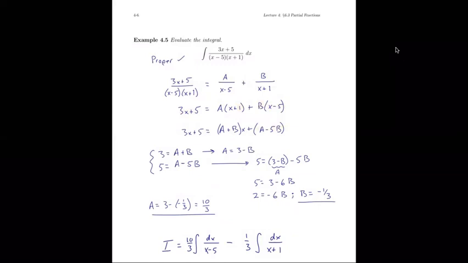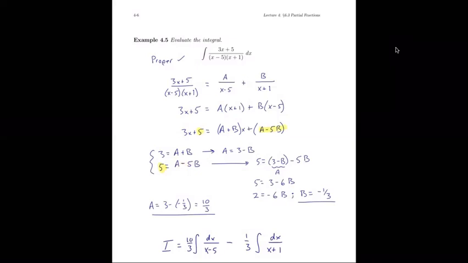The reason for grouping the like terms is now we can establish a system of linear equations. This coefficient in front of x must be equal to this coefficient in front of x. Similarly, this coefficient, which is the constant coefficient, must be equal to this coefficient. And from those two equalities that must happen, we get two equations, and those are the ones below. And that's 3 equals A plus B, 5 equals A minus 5B. Again, this 3 is here, A plus B, and this 5 is here, and it's A minus 5B.